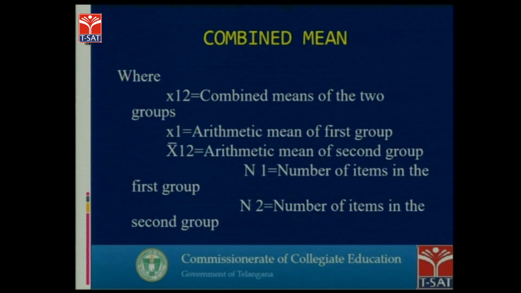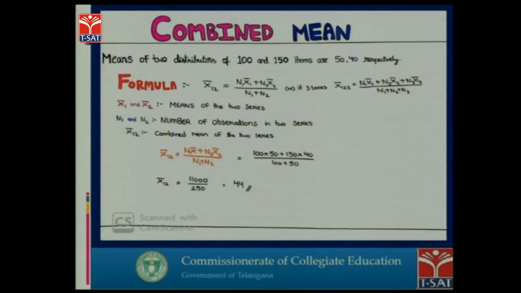So now let's see a sum which deals with combined mean. Means of the two distributions of 100 and 150 are 50 and 40 respectively. The formula for combined mean is x bar 1 2 is equal to n1 x bar 1 plus n2 x bar 2 divided by n1 plus n2. Here x bar 1 and x bar 2 represent means of two series. N1 and N2 represent number of observations of two series. X bar 1 2 is equal to the combined mean of the two series.